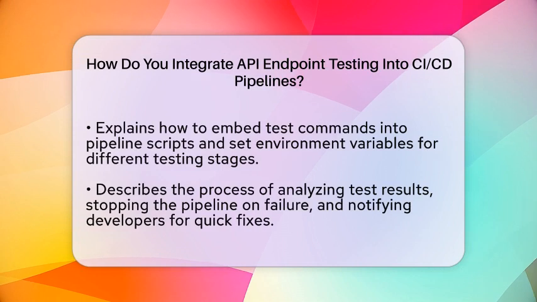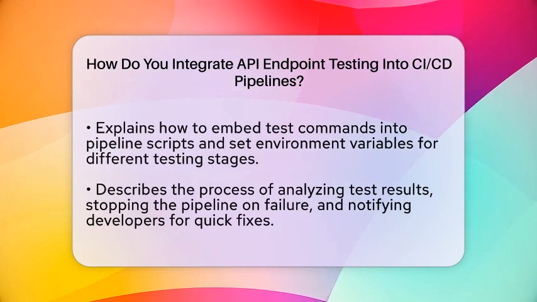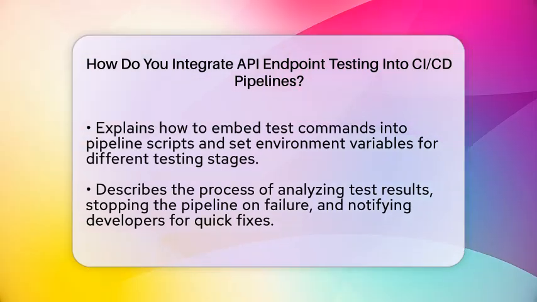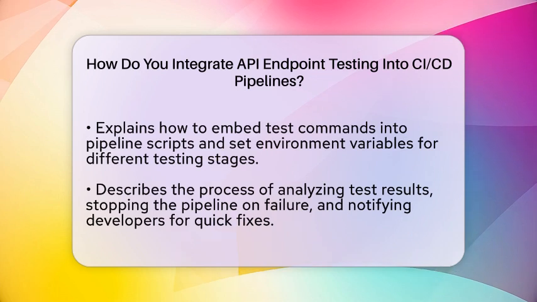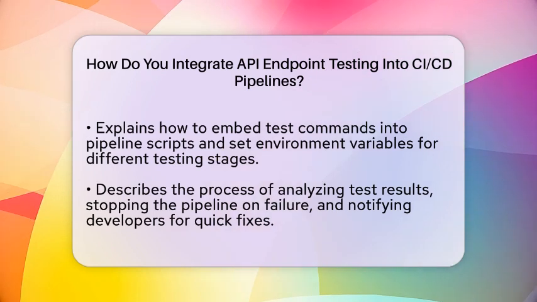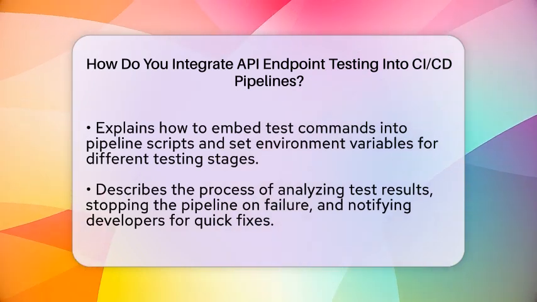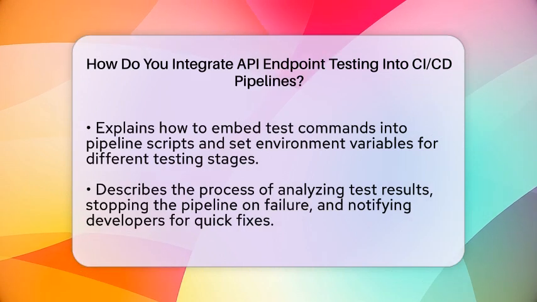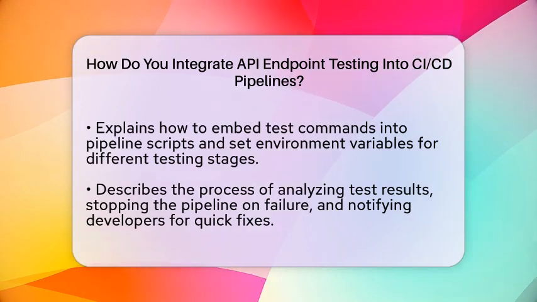Embedding test commands into your pipeline configuration is straightforward. You can add scripts that run your API tests after each code push. Set environment variables to point your tests to the correct API endpoints, whether they are mock servers or real servers. This flexibility helps during different stages of development.